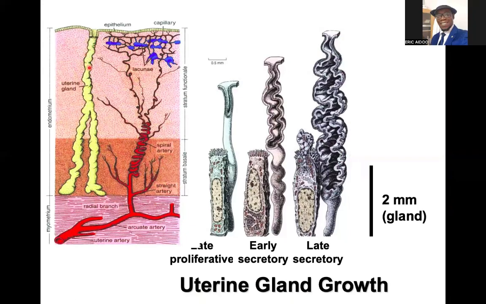So that is a drawing. That's the surface epithelium, and then it invaginates as a gland. That will be the duct, and that will be the secretory portion of the gland. You can see the duct system of the gland, and these are at different stages: late proliferative, early secretory, late secretory. They are more zigzag as you get to the late secretory portion, and then slender as you come to the early portions.